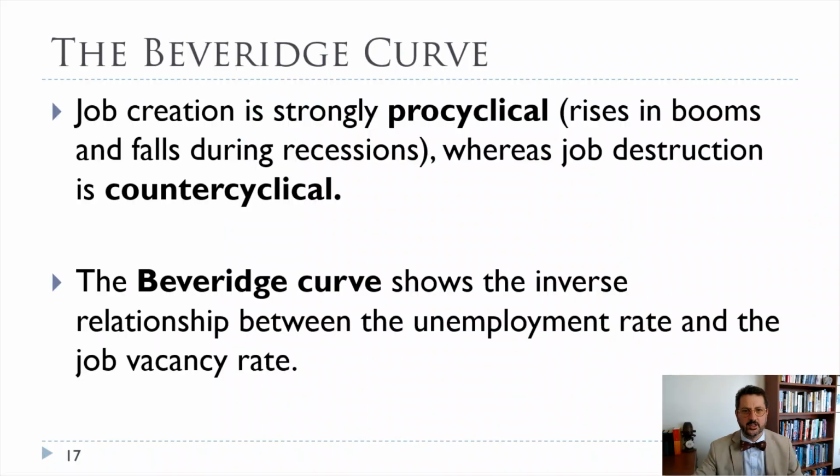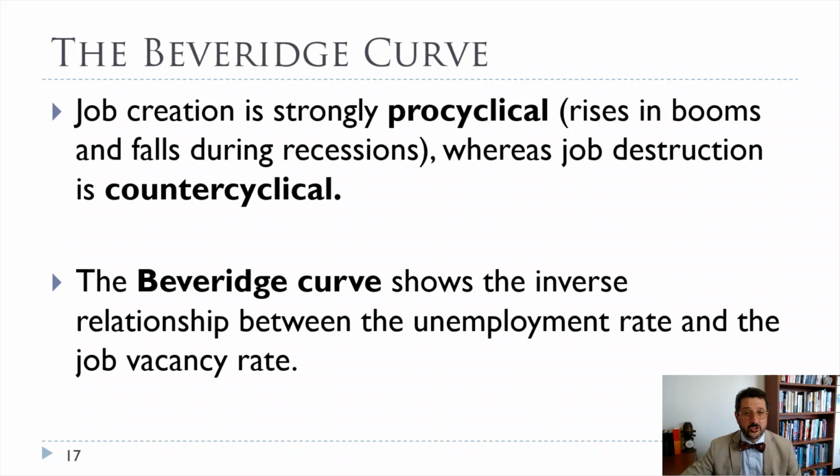But what we want to show here with the Beveridge curve is the relationship between firms hiring and the unemployment rate. And what we'll see is that when the unemployment rate is low, that's when firms tend to be hiring, and when the unemployment rate is high, firms tend not to be hiring. We get the cyclical relationship. And so let's get started here.